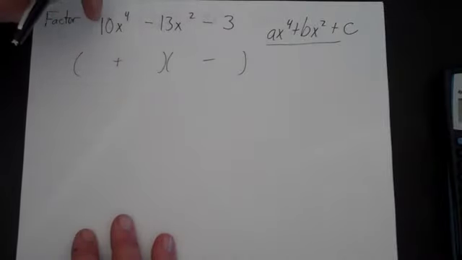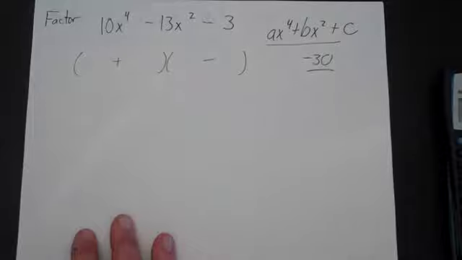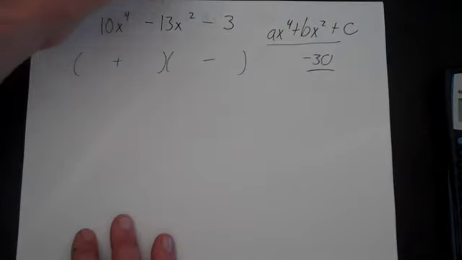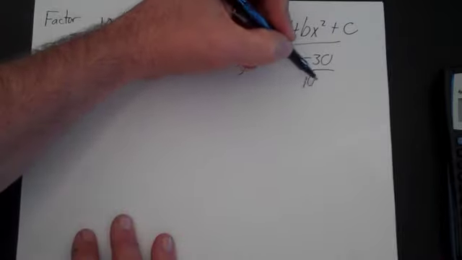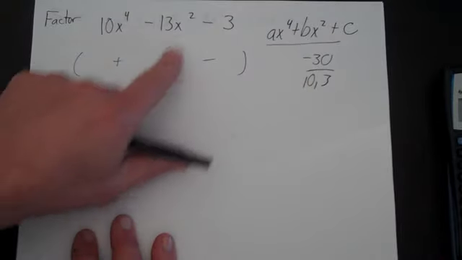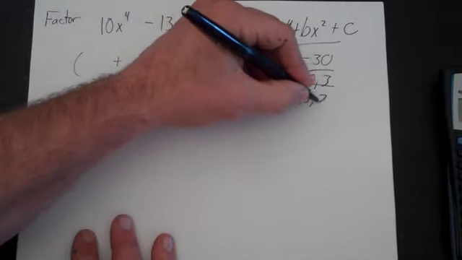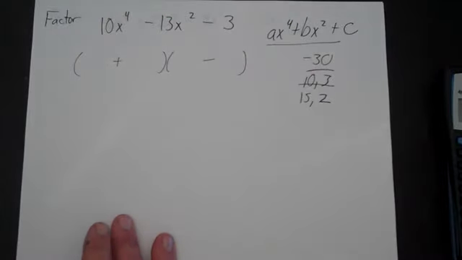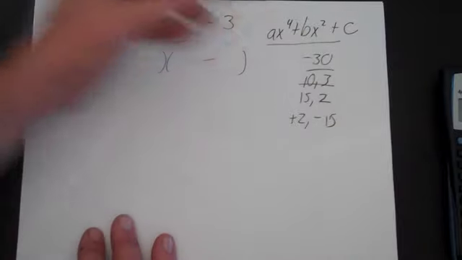You go 10 times 3. 10 times a negative 3 is a minus 30. What two numbers multiply to 30 and add to 13? It looks like it's going to be 10 and 3, except one's positive, one's negative, so that won't work. So let's try 15 and 2. That's going to work, 15 and 2, right? Now that's going to be a plus 2 and a minus 15.